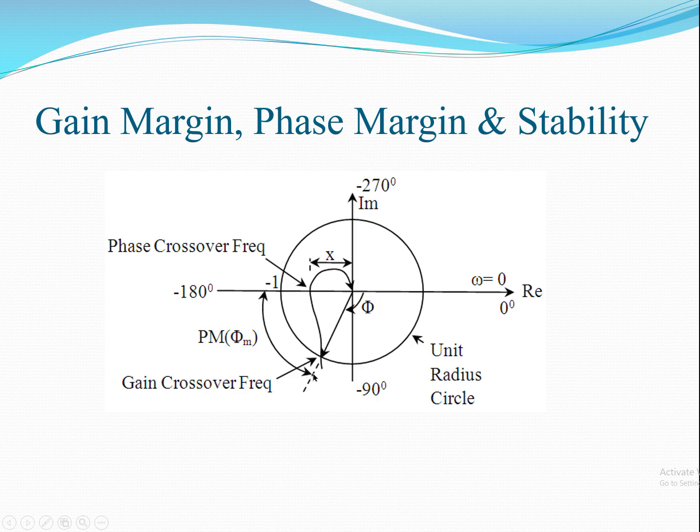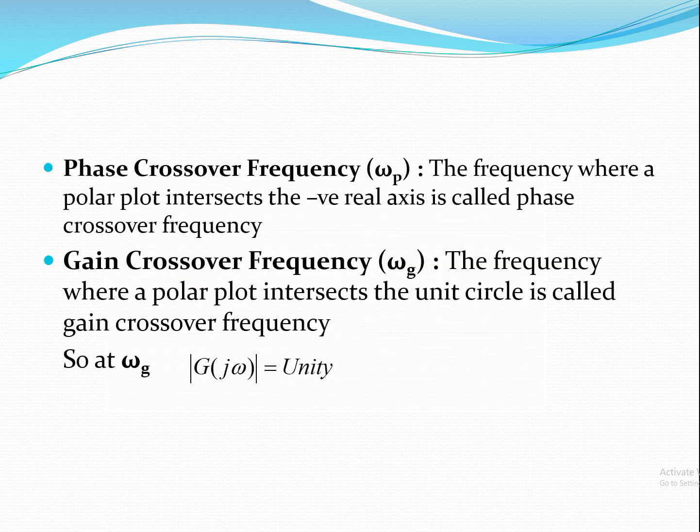The angular difference between your gain crossover frequency point, this one, and your minus 180 degree is nothing but... Okay. First, what? You have to draw the polar plot, then you have to draw the unit radius circle. Then what you have to do? You have to find out the gain crossover frequency and phase crossover frequency. Okay. This is the definition as far as the polar plot is concerned.